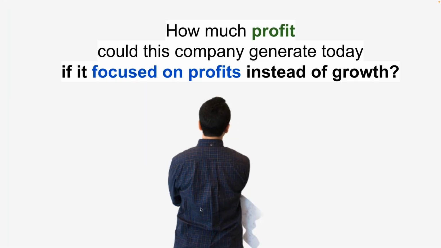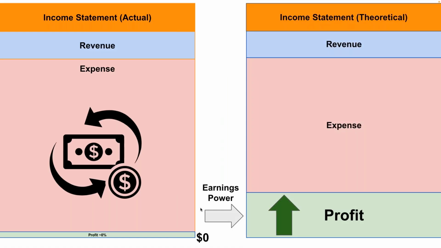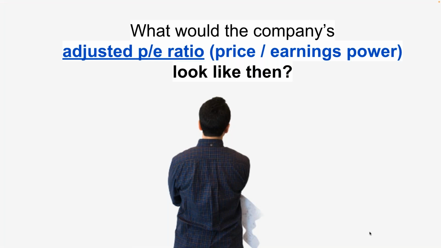So what earnings power analysis does is it asks the question, how much profit could this company generate today if the management team shifted its focus away from growth and focused on profitability instead? So it's a way of visualizing a theoretical income statement, asking yourself how much profit the company could generate today if it focused on profits, and then comparing that to the company's current market cap.